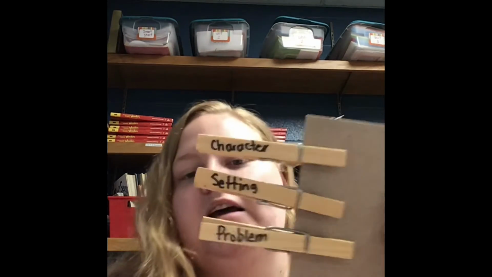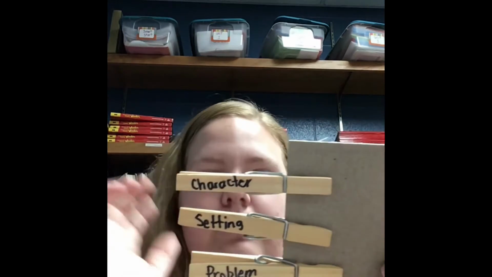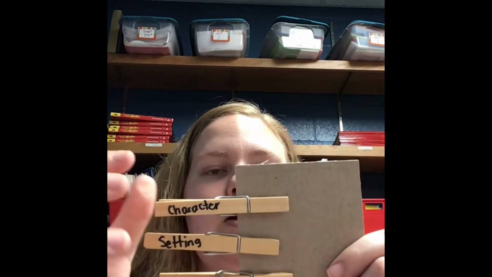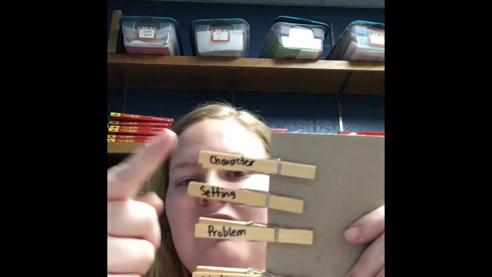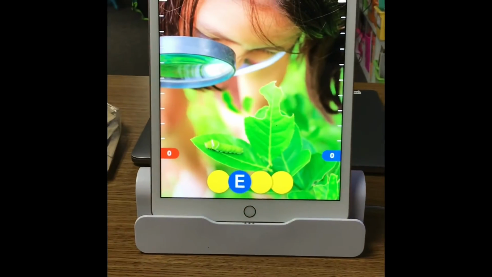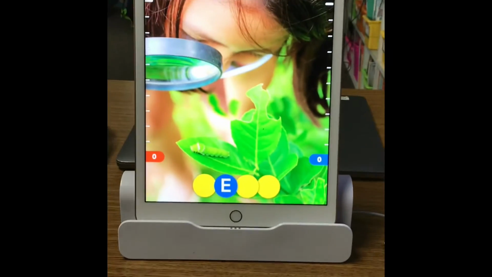Another idea I found is using paper clips, or these clips, to mark the character, setting, problem, solution, any of those story elements that you're looking for and teaching about, and then in books they can mark it and come back to that to remember.